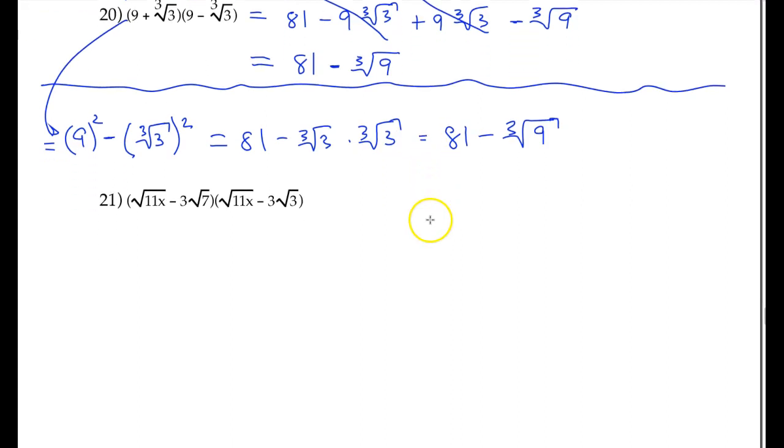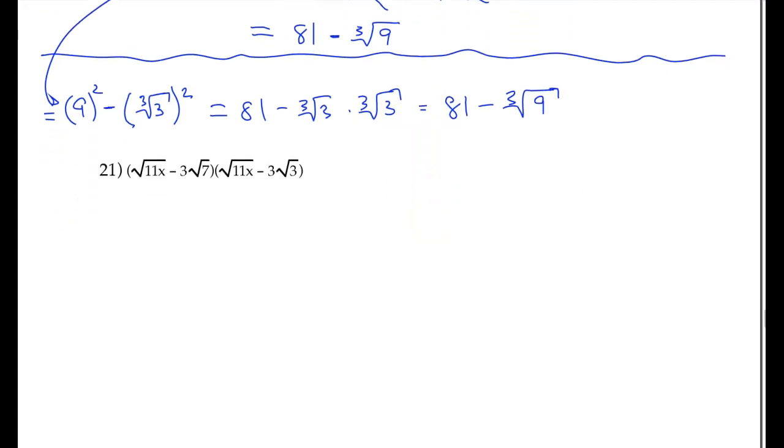All right, so for number 21, if you notice, these two expressions are not the same everywhere except for these signs. So you would have to do the FOIL method for this, and there is no other way to do it. So in doing the FOIL method here, just multiply. We'll have square root of 11x times square root of 11x. That would be square root of 121x squared. And note that anytime we multiply the square root of something by itself, it actually just ends up being the number under the radical.